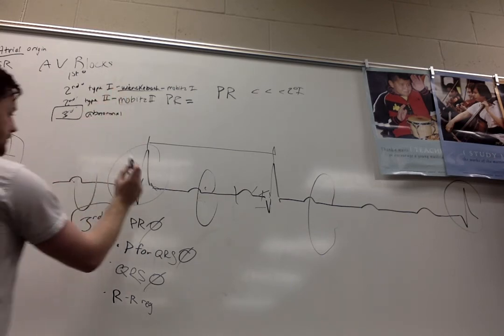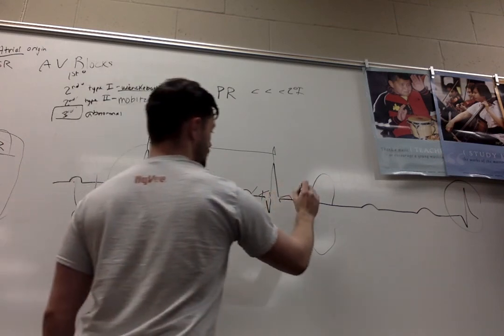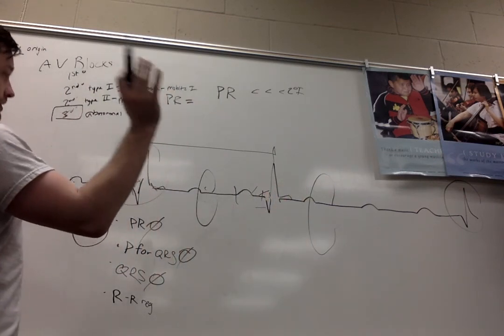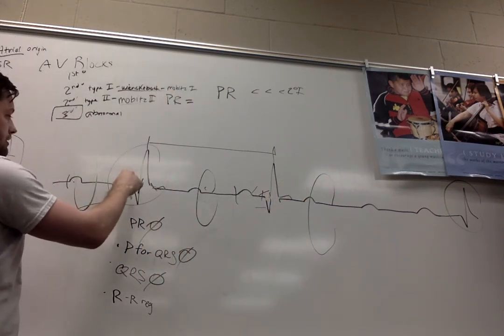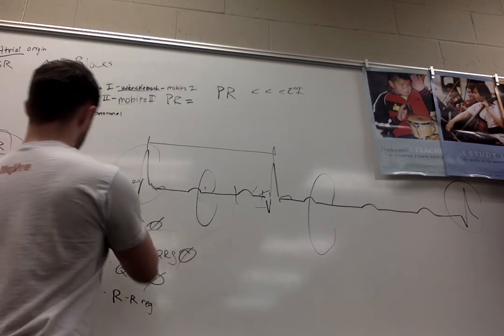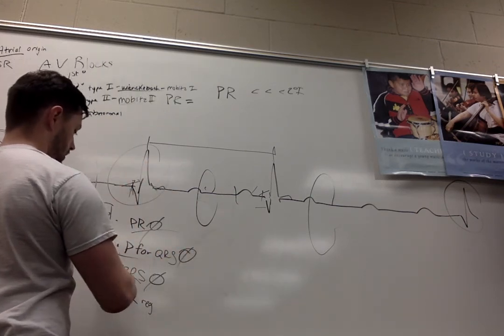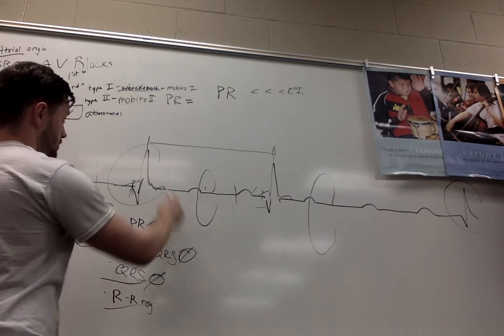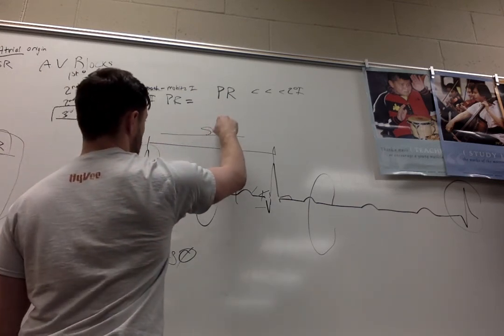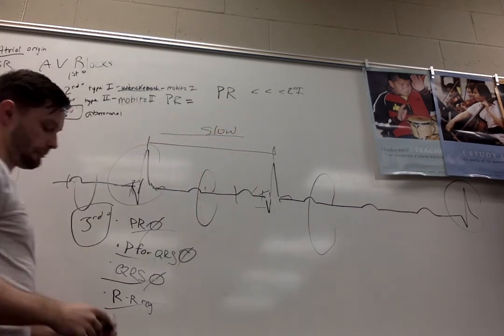You have your P waves, you have your QRSs, you might have T waves. You know, it looks like, oh, this is sinus. Nope. Measure your PRs, they don't match up. P for every QRS, nope. QRS for every P wave, nope. The R to R is irregular, but it's slow. Slow. This is a 3rd degree.